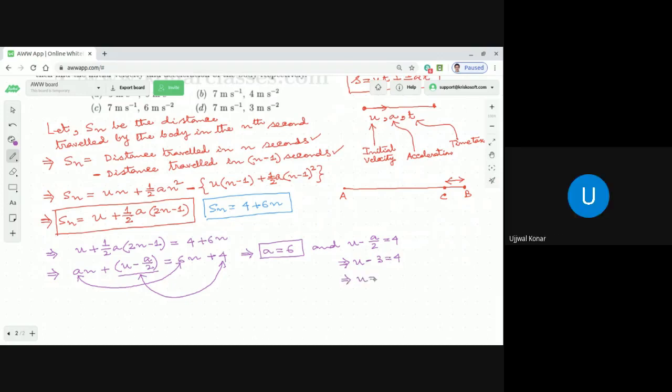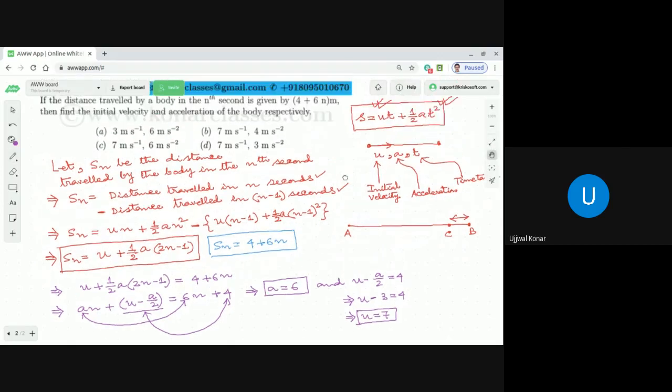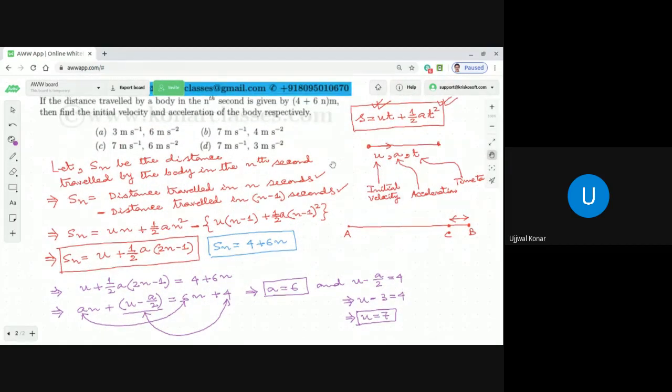U is equal to 7. So then what we get? The initial velocity is 7 meter per second, and acceleration is 6 meter per second square. So option C is correct.